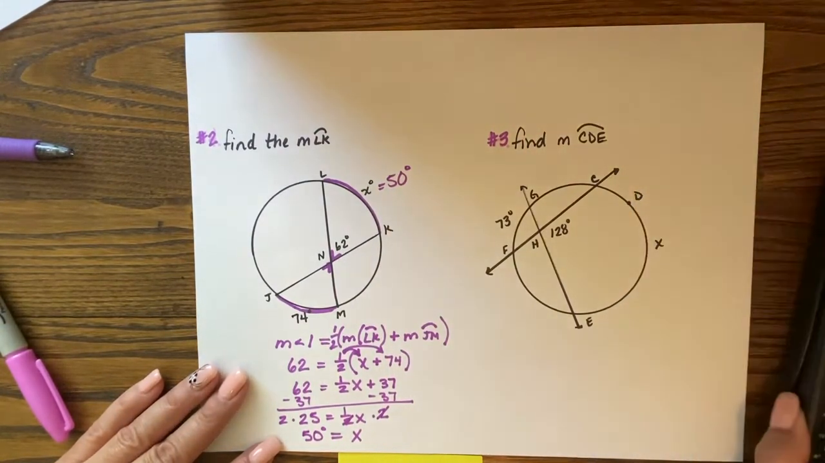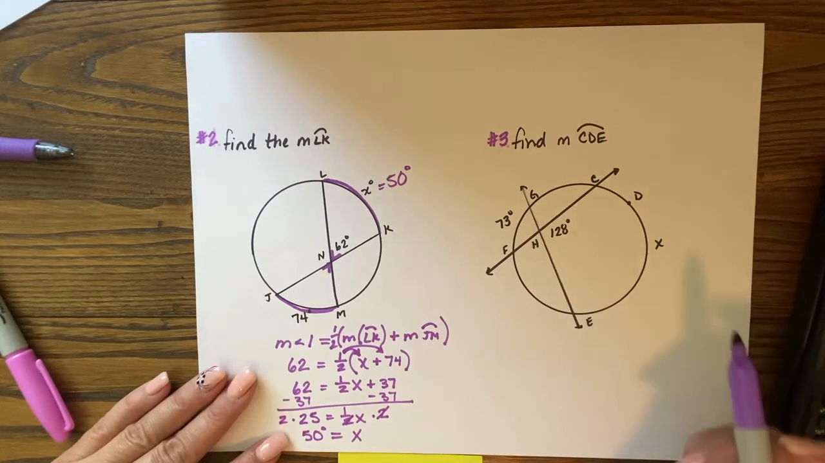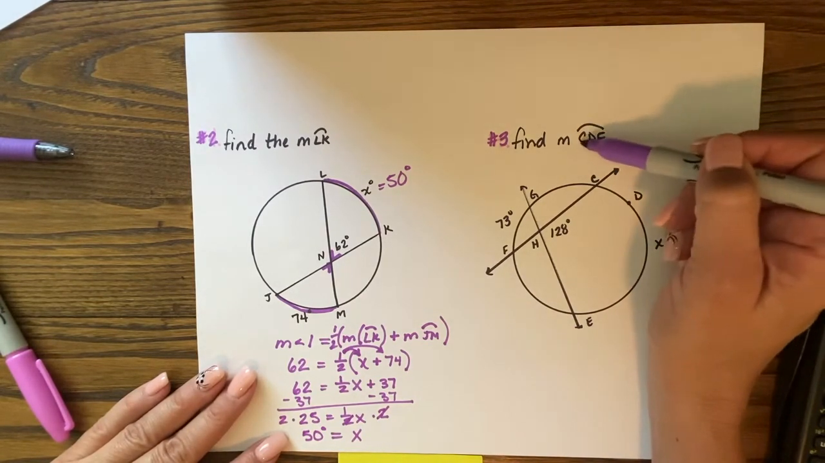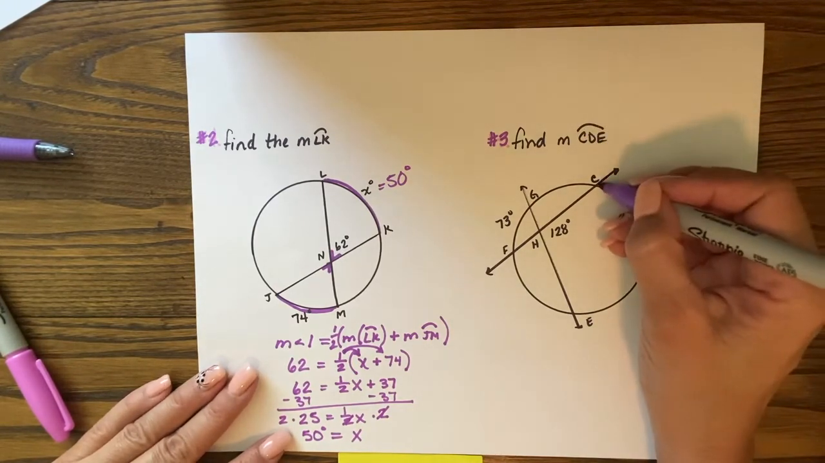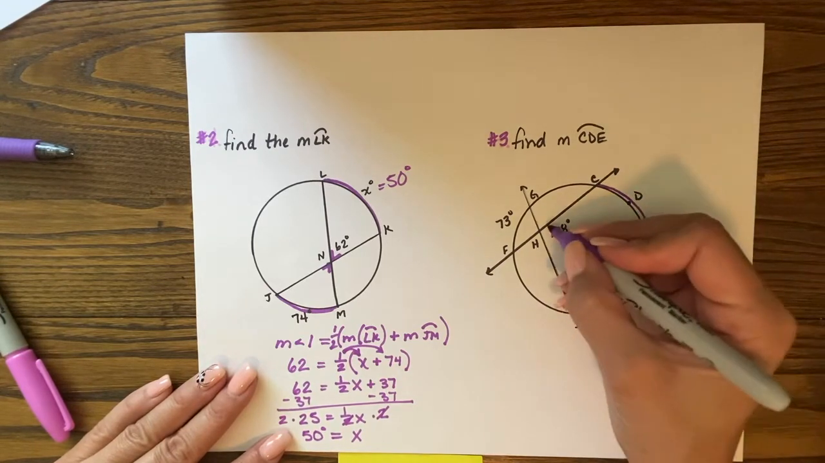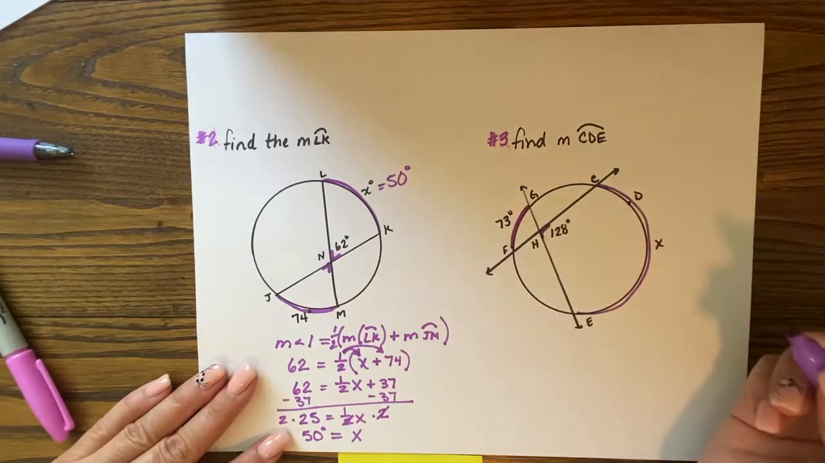All right, and our example number 3 here. It looks like we are looking for arc CDE. So that's our major arc. We know that because there's 3 letters that indicate the arc. So we want from C to D to E, again using the angle here and then the arc straight across.